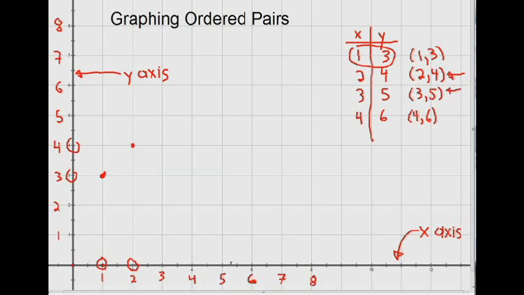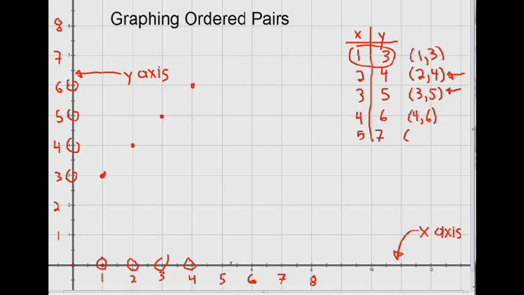Continuing on, we're looking at the next ordered pair, 3, 5. Well, x is 3 there, y is 5 up there. So those two lines meet at that point there. And finally, we have the coordinate 4, 6. x is 4 there, y is 6 there, so our two lines meet at that point there.